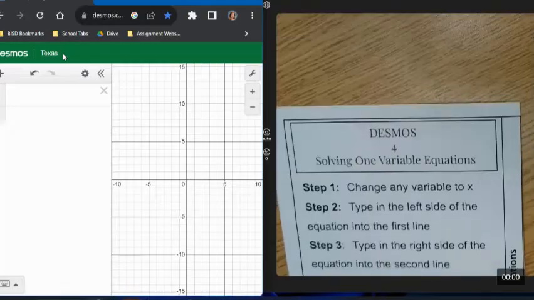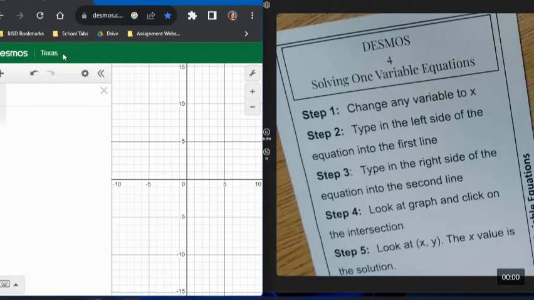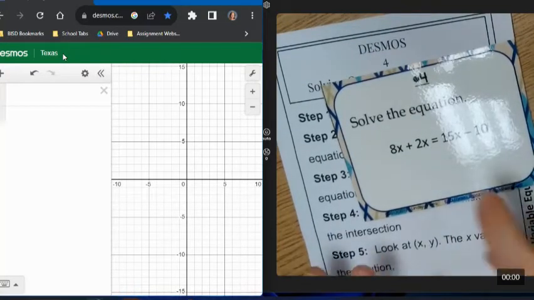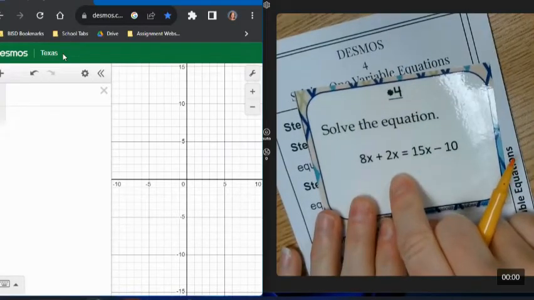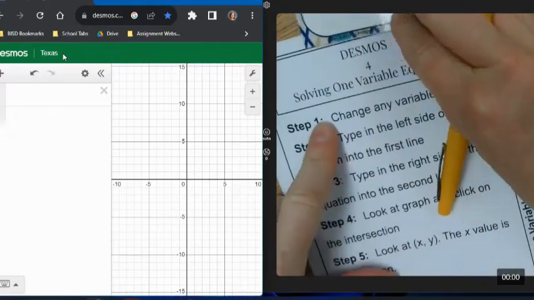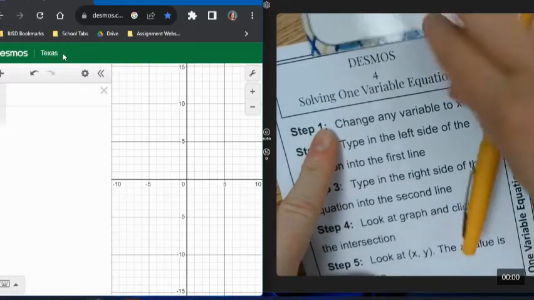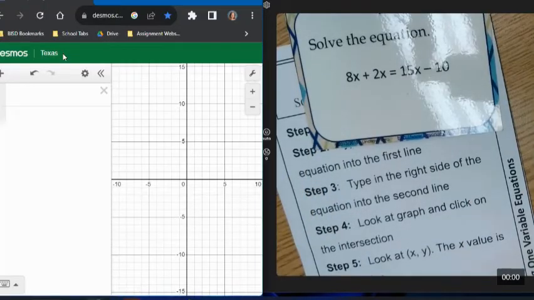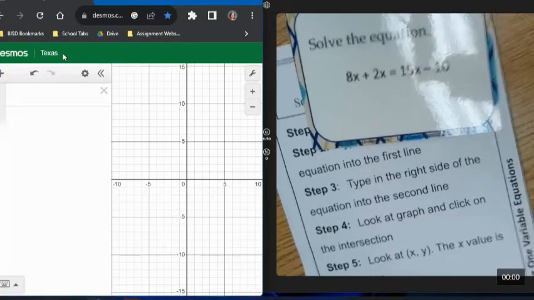Remember how we're solving equations like that. We're just solving equations, and we will be able to solve this equation using Desmos. Step one says change any variable to x. In this case, everything's fine. This is the right variable. But if it was a y or a b or an m, you would need to change that.